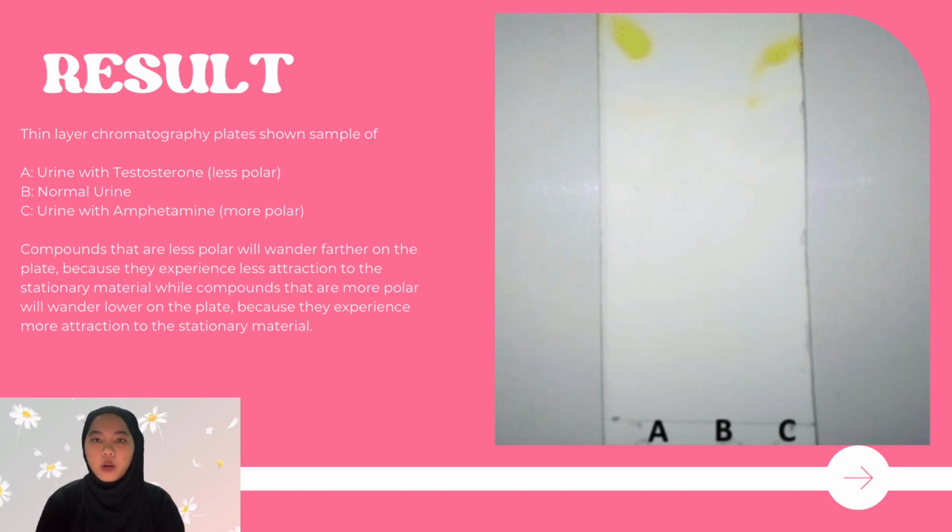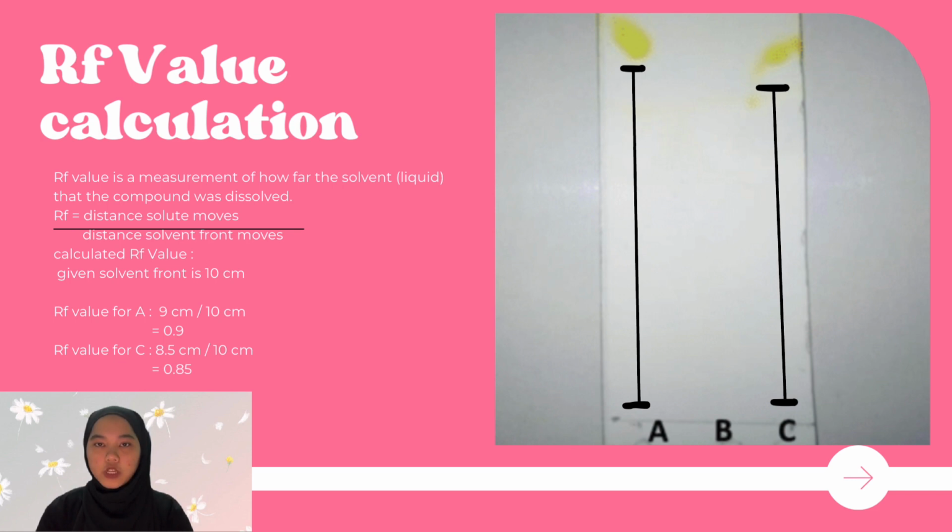Compounds that are less polar will travel farther on the plate because they experience less attraction to the stationary material, while compounds that are more polar will travel lower on the plate because they experience more attraction to the stationary material. RF value calculation. The RF value is a measurement of how far the compound travelled relative to the solvent.